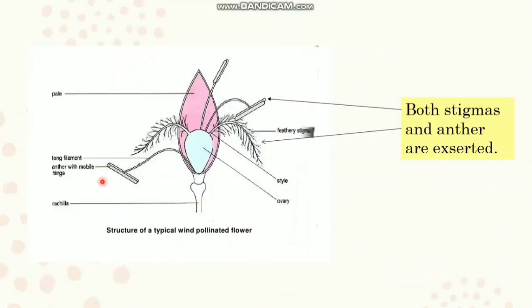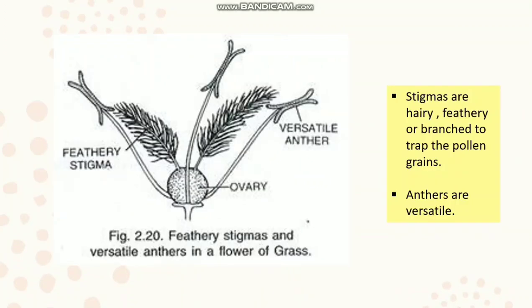In wind pollinated flowers, the stigma and anther are both exserted. The anthers of anemophilous flowers are versatile. That is, they are attached to the filament at a single point, due to which when the wind blows, they swing in the air and release the pollens stored inside them. The stigma of anemophilous flowers is hairy, feathery or branched in order to trap the pollen grains floating in the air.